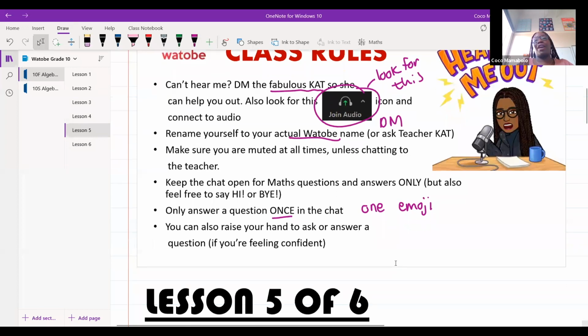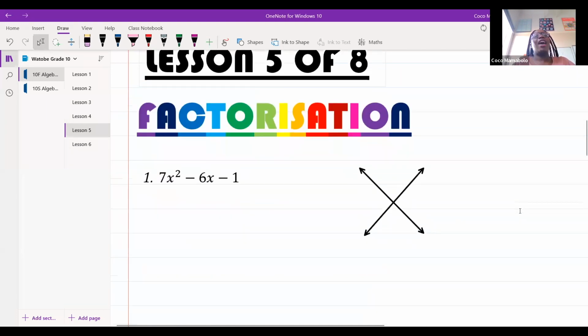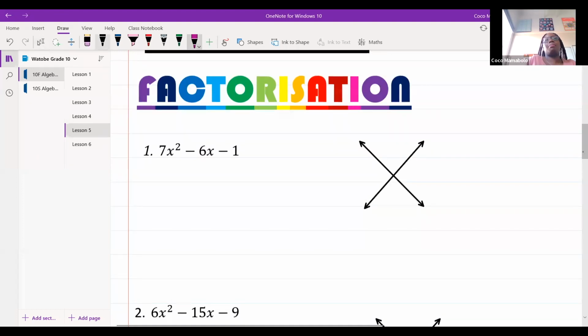Right, we are on lesson 5 of, and I'm lying because I've extended this by 2 lessons. We're on lesson 5 of 8. And those of you who are saying you were confused, here's what we're going to be learning about today. This method of factorization is called the cross method.